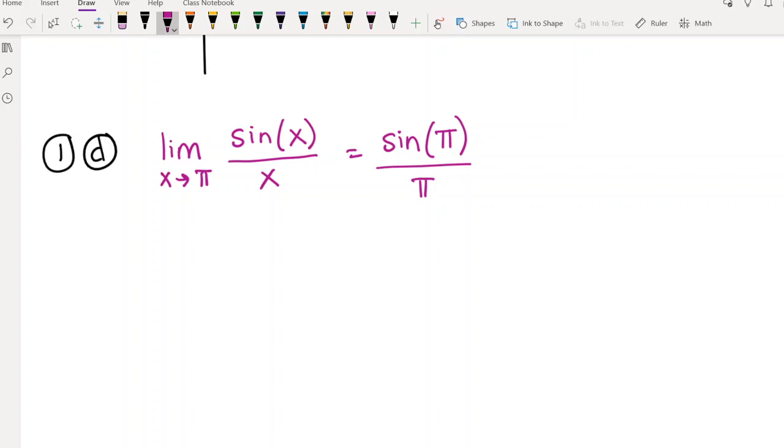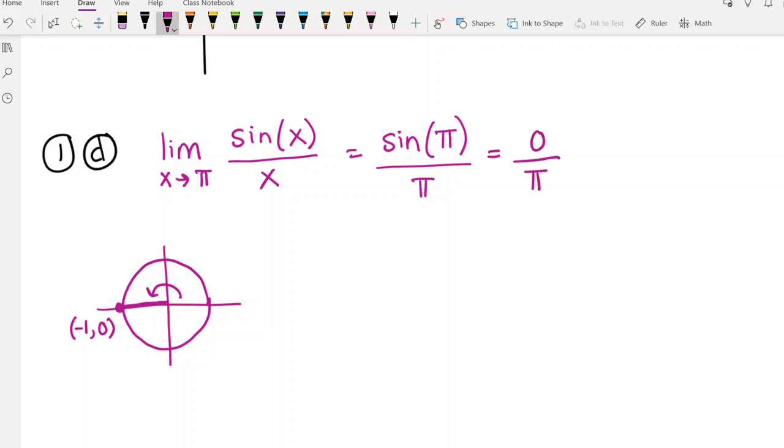And so what is sine of pi? Well, if we look at the unit circle, if we go to an angle of pi, so pi would be like 180 degrees, over here, this is our angle pi. And the coordinates of this point are -1, 0. So sine of an angle is always the y coordinate. So that means that sine of pi is 0, divided by pi, we get 0 as our overall answer.